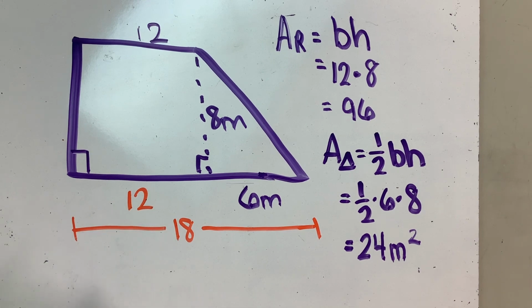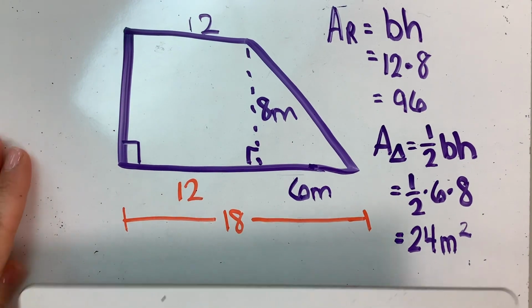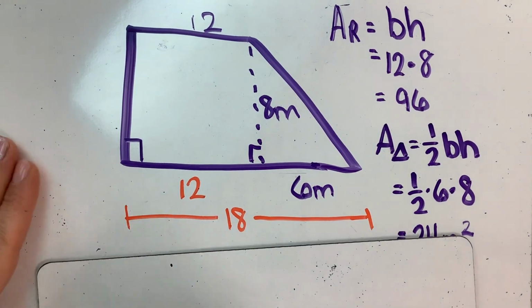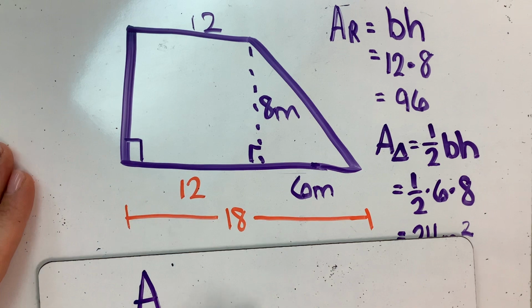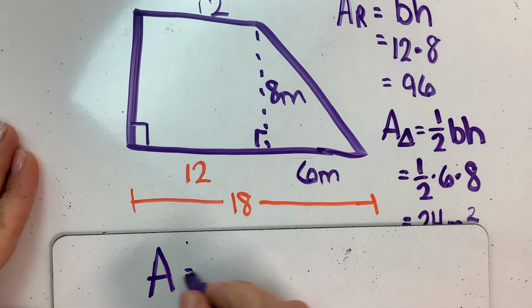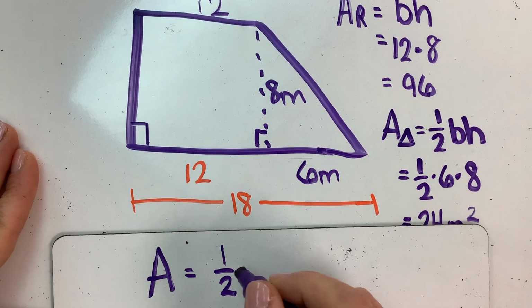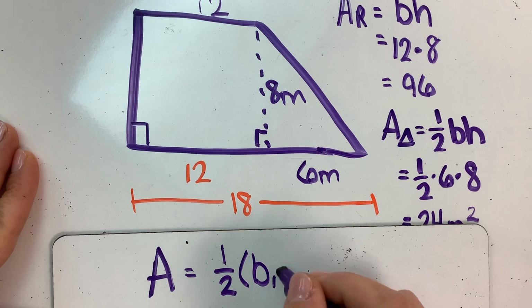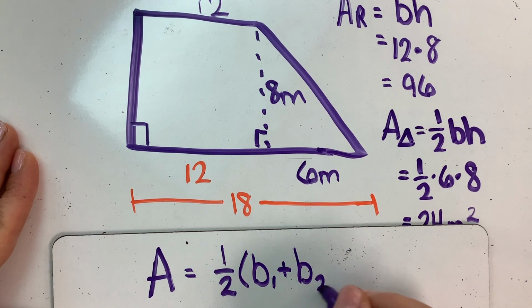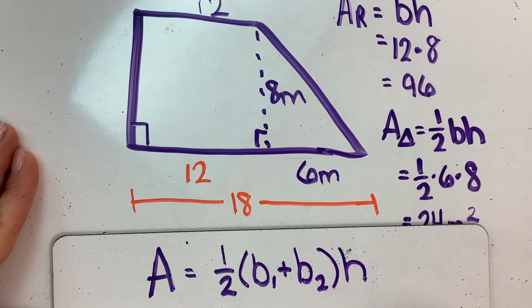Alrighty, now I prefer using the formula. So I'm going to show you that next, and then we'll look at another trapezoid and then a kite. So here is our trapezoid. The formula for a trapezoid is 1/2 base 1 plus base 2 times the height.